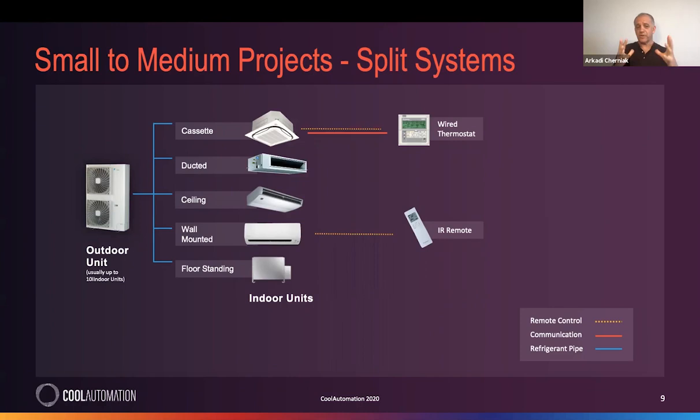But before that, in small projects and medium projects, you would find the split systems. They look like this. They have the outdoor unit that will hold, let's say, up to 10 indoor units that look like you see here, and you definitely saw this around different houses, offices, and so on. And they will have these kind of devices, either infrared or on the wall wired controlling device or wired thermostat.